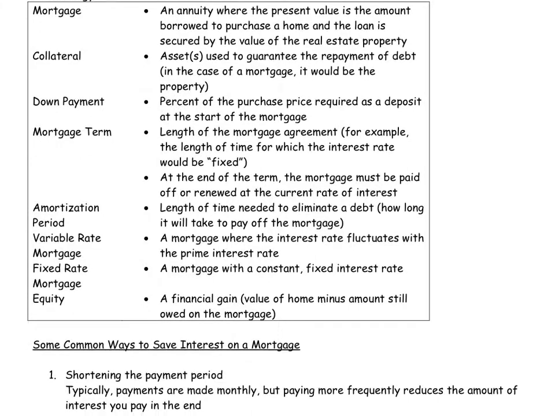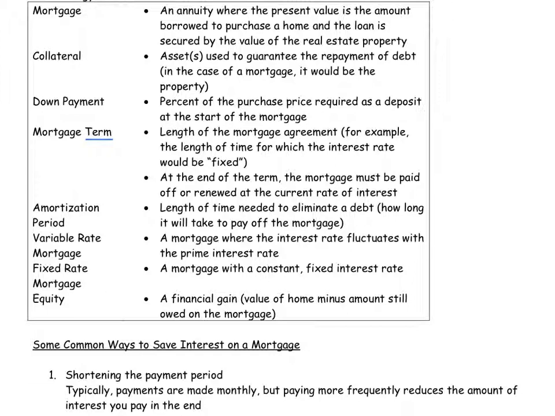A down payment is a certain percent of the purchase price that you are required to give as a deposit at the start of a mortgage. The mortgage term is the length of the mortgage agreement. So, for example, it would be the length of time for which a certain interest rate would be fixed on your mortgage. Typically, a mortgage will take anywhere from 15 to 25 years to pay back. However, the terms of that mortgage are negotiated several times throughout that full amortization period. So say every 5 to 7 years, you would go in and renegotiate the terms of your mortgage. So that's what we mean by the mortgage term.